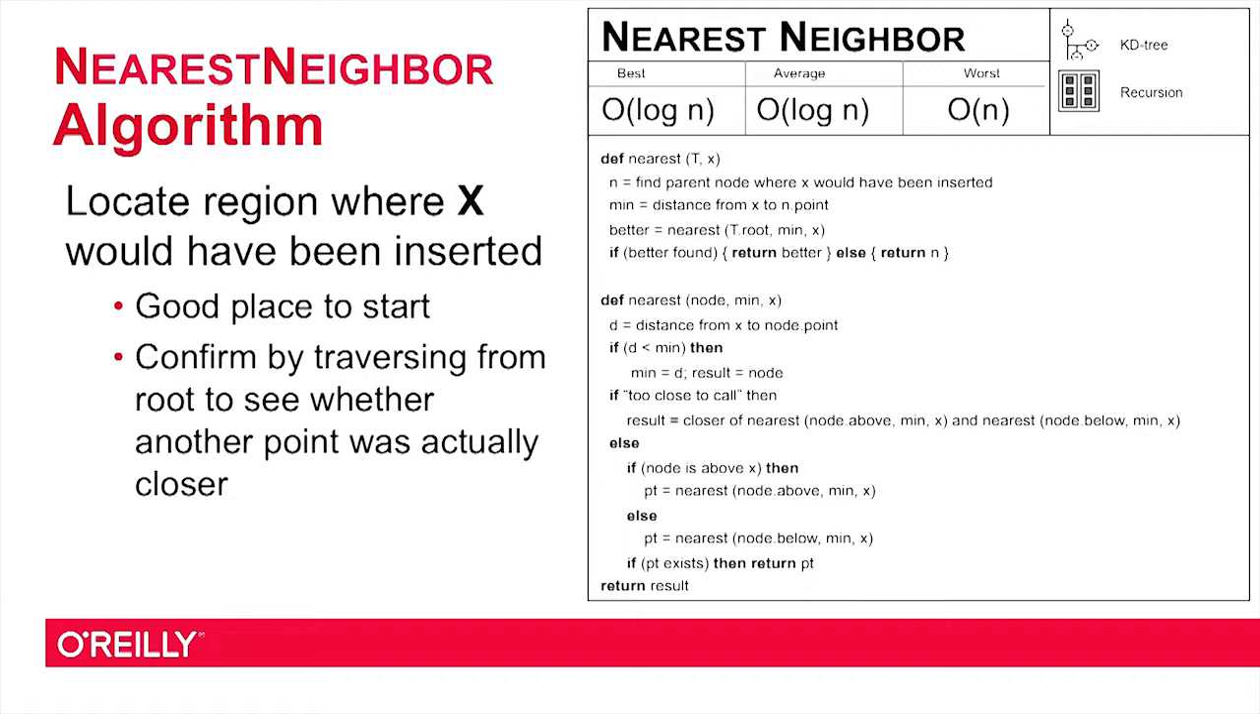And if the decision is not too close to call, then I actually have a very clear signal to tell me whether to go below or above. And based on all the information, I quickly traverse the tree and find the point that I'm interested in that's closest to my target query point.